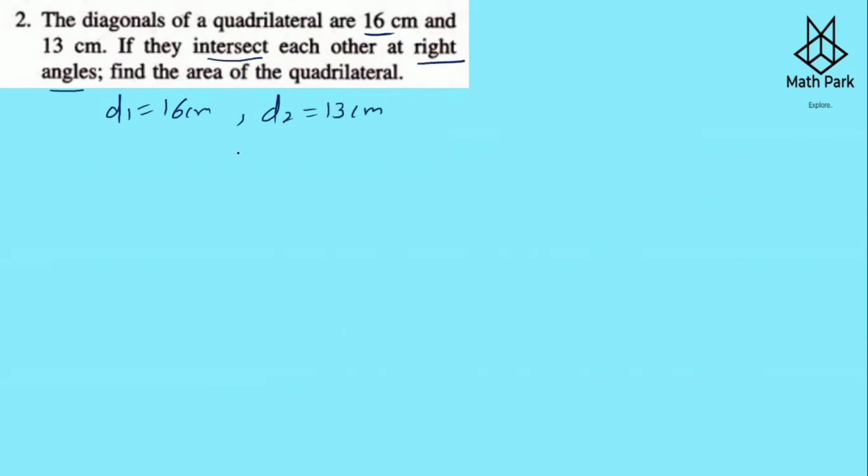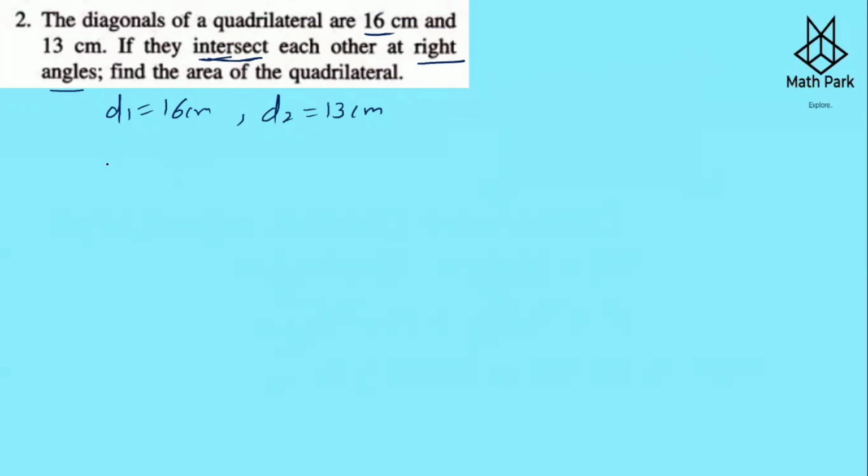So this could be either a square, a rhombus or a kite. Since they are only intersecting, we cannot say that it is a rhombus or a square. So only intersecting. In case of a kite, they intersect at right angles, whereas in case of square and rhombus, they bisect.